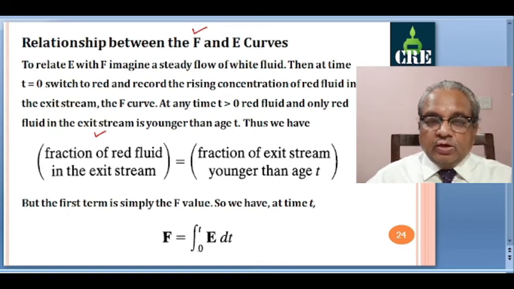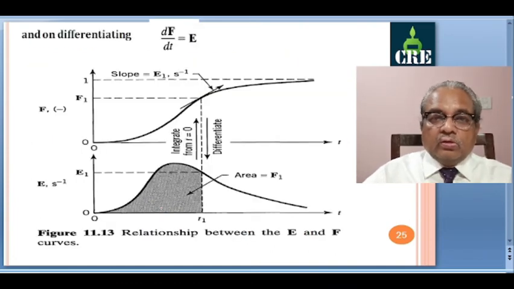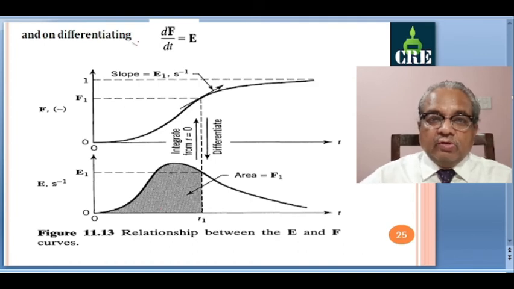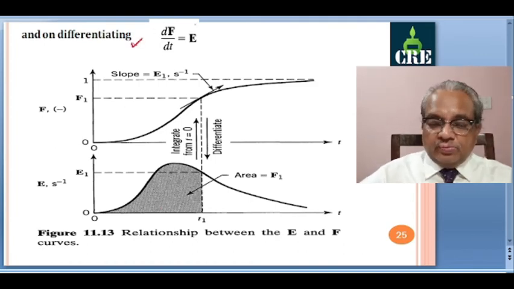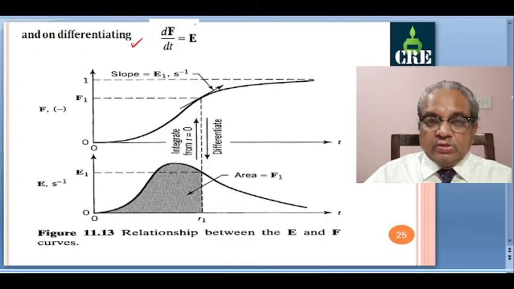So F from 0 to t represents the fraction which is younger than t, E dt. Okay, the fraction which is younger. So F is the integral of E dt, so the derivative dF by dt will be E. Okay, dF by dt will be E simply. So this is the relationship between the E curve and the F curve. Here F is plotted, E is plotted. F is dimensionless and E has the unit of time inverse.